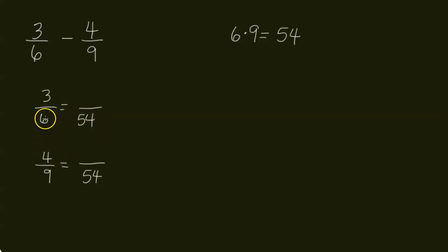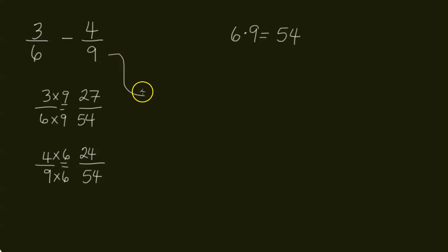Okay, in order to go from 6 to 54, what do I need to multiply by? 9, right? Whatever I do to the bottom, I do to the, you got it, top. So 3 times 9 is what? 27. Okay, there's my equivalent fraction. To go from 9 to 54, what do I multiply by? 6. Whatever I do to the bottom, I do to the, you got it, top. 4 times 6 is what? 24. Yay, I have my equivalent fractions.